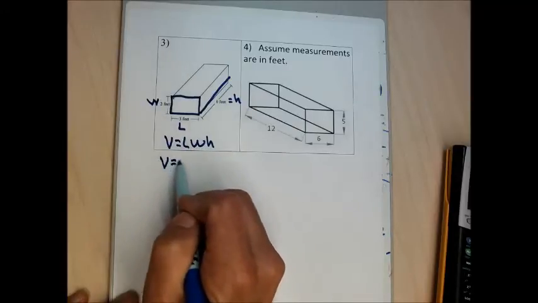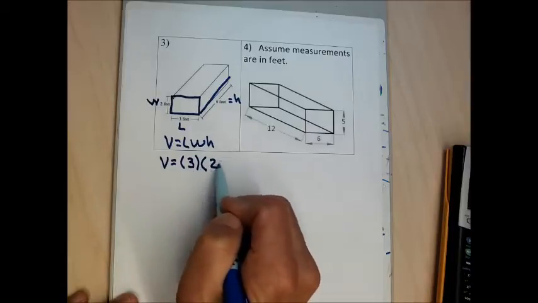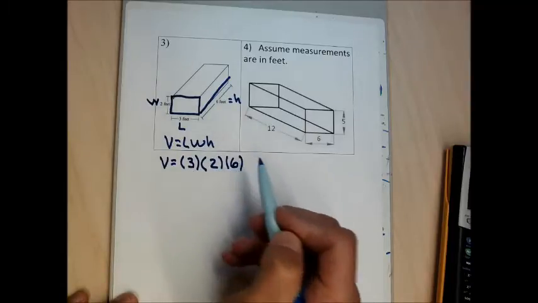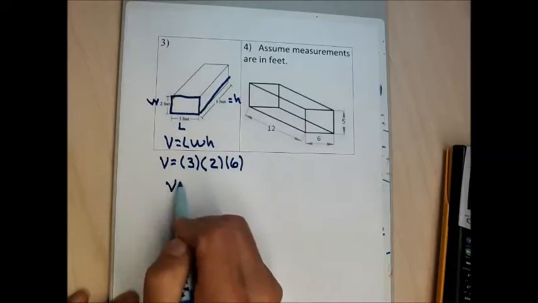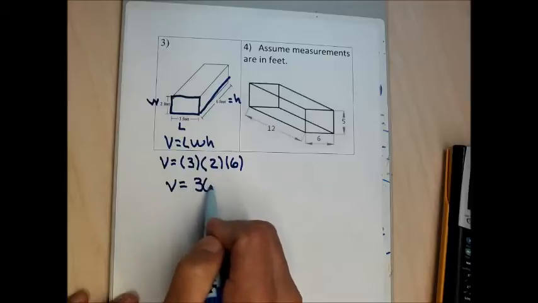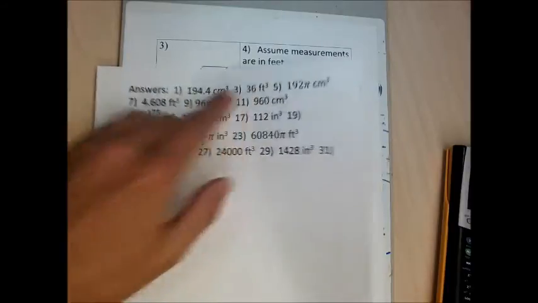I'm going to keep the units out until I write my answer. So the length is 3, the width is 2, the height is 6. I'm going to multiply 3 times 2 is 6, 6 times 6 is 36. The number I'm going to get is 36. The units are going to be cubic feet. Go ahead and check problem 3. That's exactly what I have for problem 3.